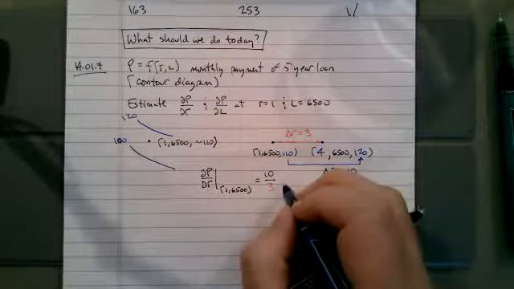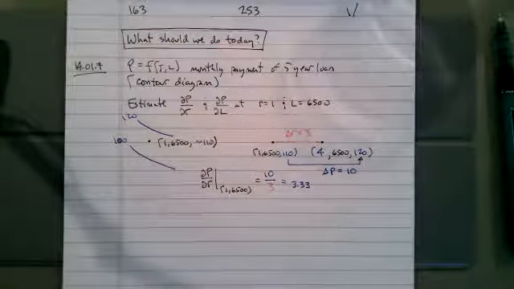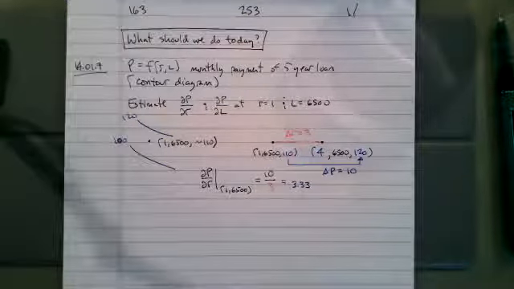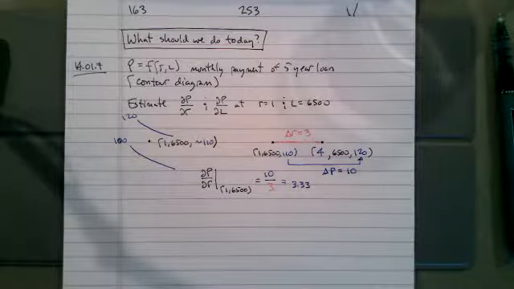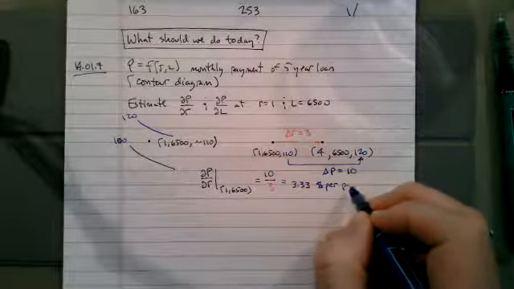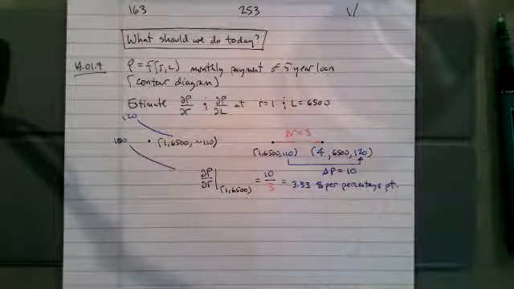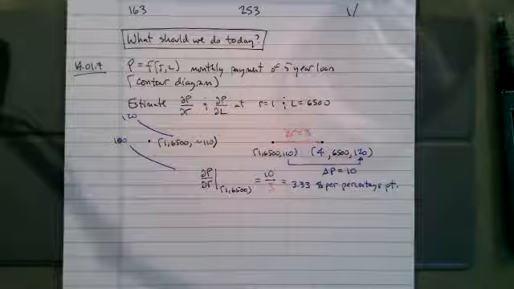So my estimation is 3.33, and this is a payment in dollars per percentage point. So the monthly payment increases by approximately $3.33 per percentage point.